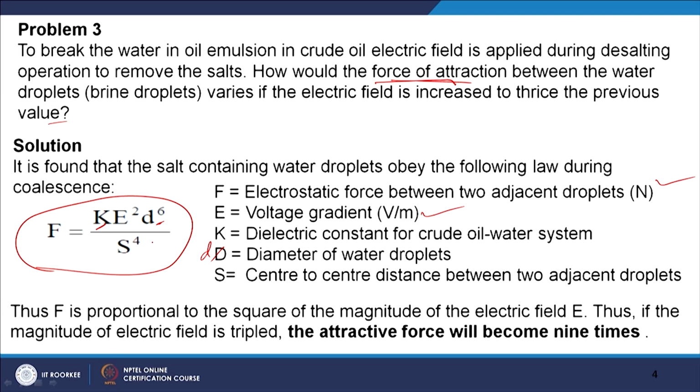Now, the problem statement says that the electric field is increased to thrice. So, electric field, what is this? Voltage gradient. So, the voltage gradient is tripled. So, it is a 3 times increase, and the force F will be 9 times, because this is proportional to E square. That is why the attractive force will become 9 times the existing one.